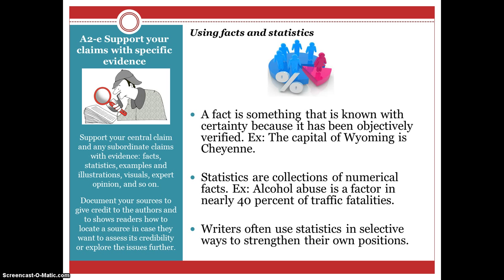Using facts and stats. A fact is something that is known with certainty because it has been objectively verified. Example: the capital of Wyoming is Cheyenne. Stats are collections of numerical facts. Example: alcohol abuse is a factor in nearly 40% of traffic fatalities. Writers often use stats in selective ways to strengthen their own positions.